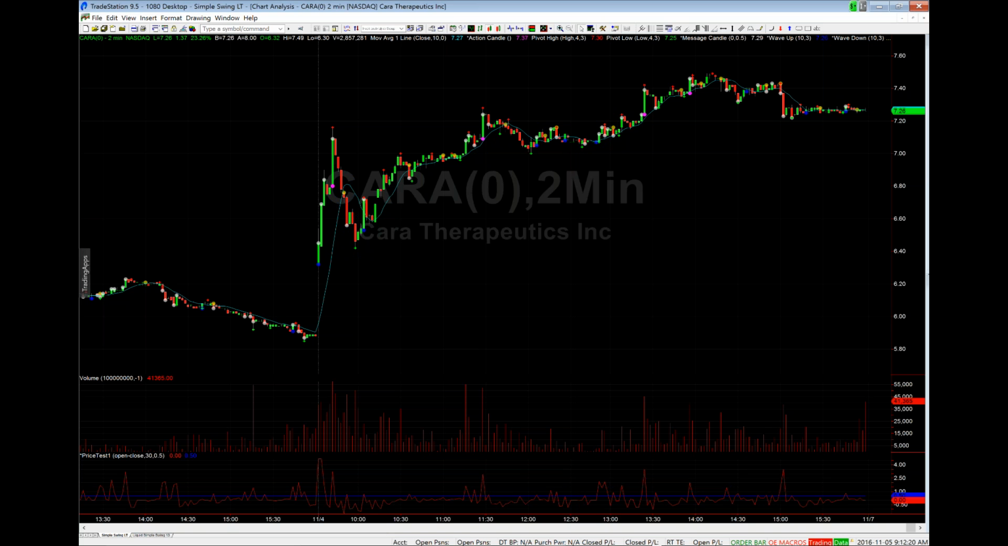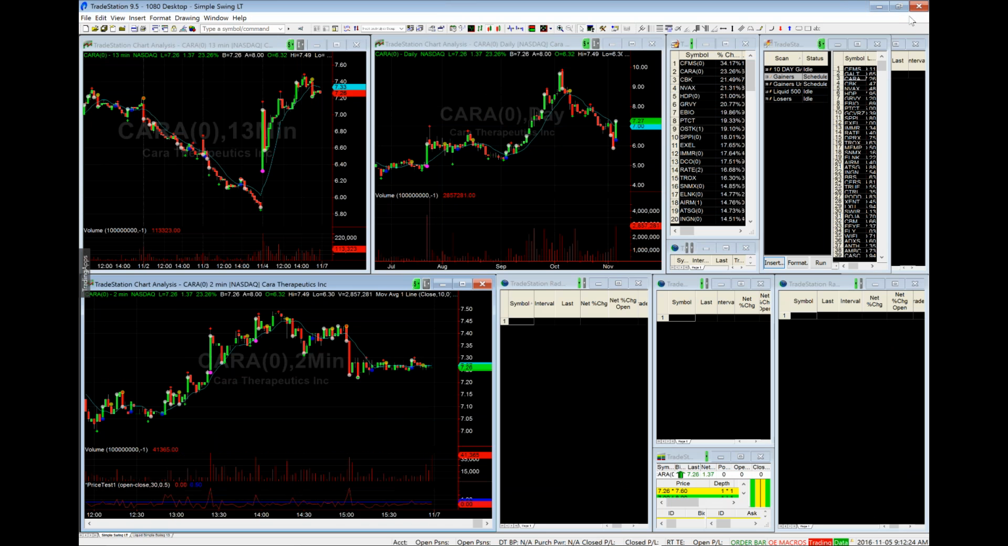All right, so that's a little bit about TradeStation. Now, what I just showed you as a chart, we also have these things called radar screens, which allow you to monitor a large list of stocks.